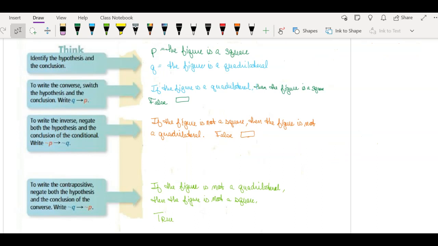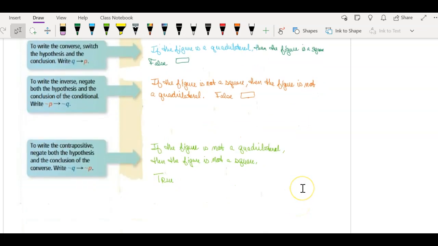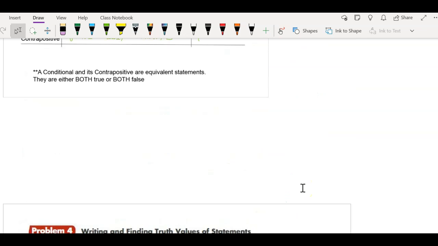I also want you to notice that our conditional statement, if the figure is a square, then the figure is a quadrilateral, and our contrapositive statement are both true. So remember that a conditional and its contrapositive are equivalent statements. They are either both true or both false.